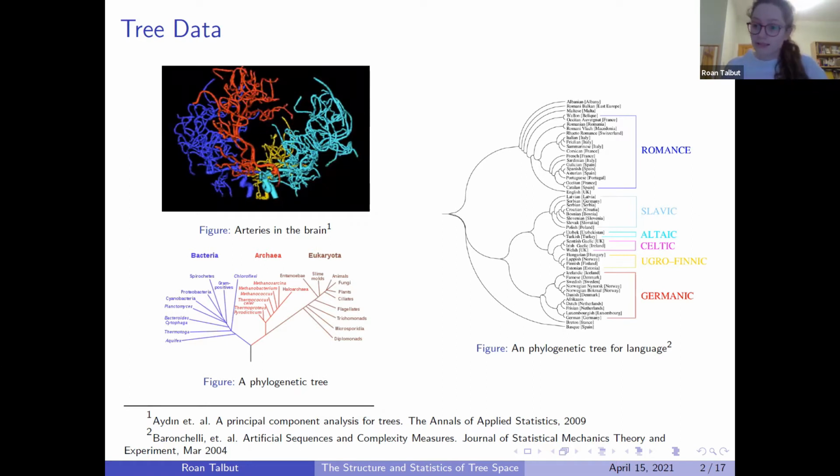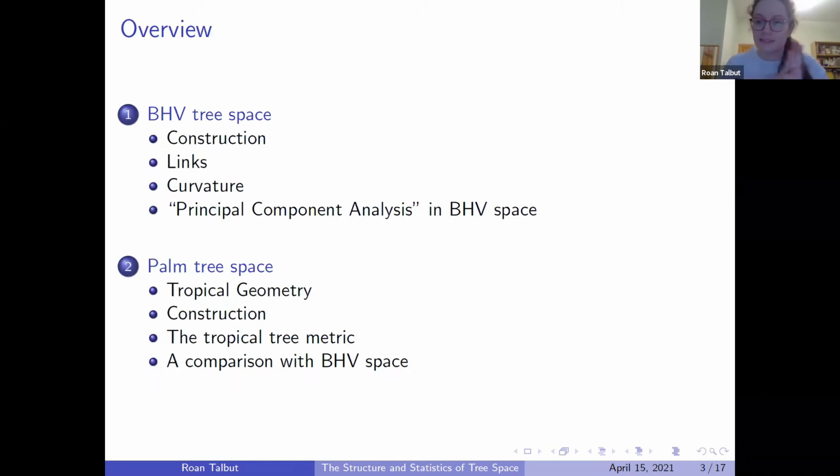So what I'm talking about today is some of the different spaces we could use instead. I'm going to be looking in particular at two different spaces, and then I'm also going to go into some detail on how we can develop statistics in these different spaces, with the particular example of some sense of principal component analysis in BHV space.